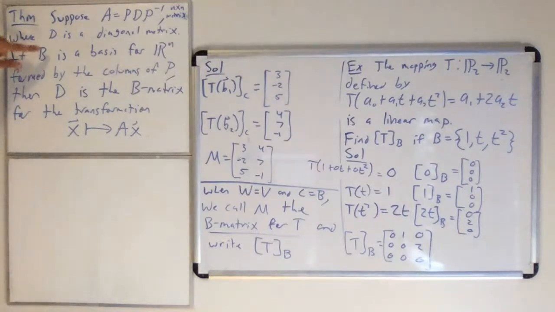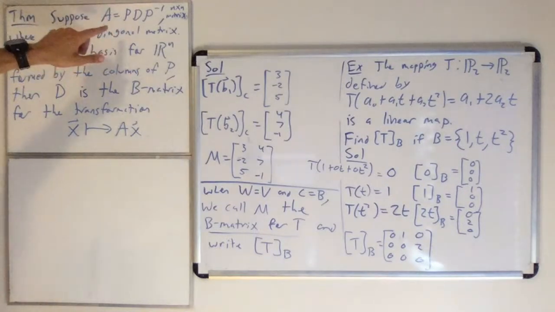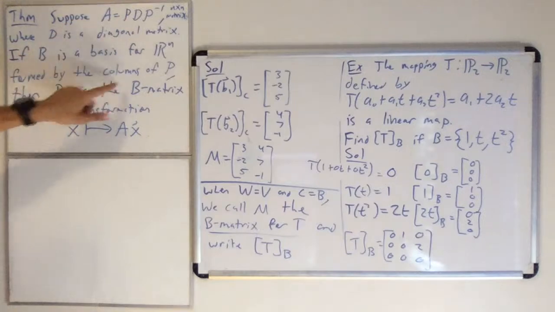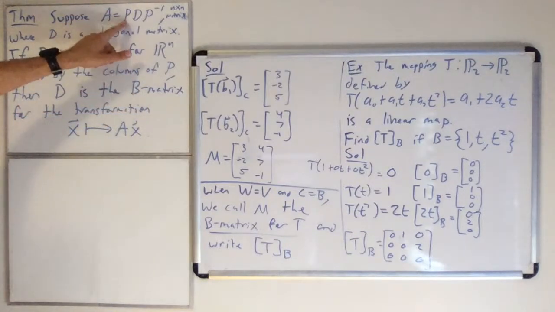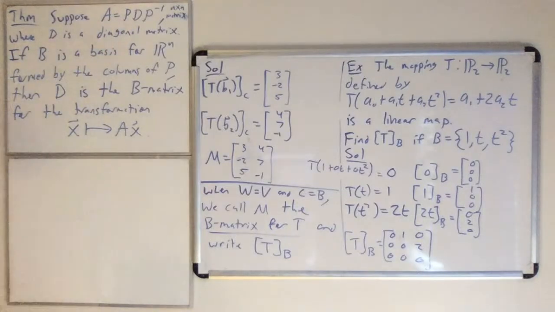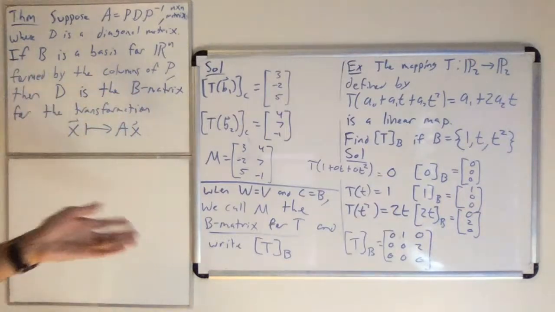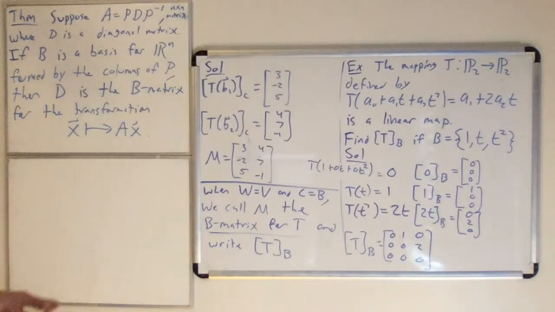Right, so this theorem says if A is just some diagonalizable matrix, and B is a basis formed by the columns of P. Remember, P was formed by the eigenvectors. That's where the eigenvectors come in. Then to get the B matrix, we just look for the diagonal matrix that contains all the eigenvalues. That's what this theorem is saying.